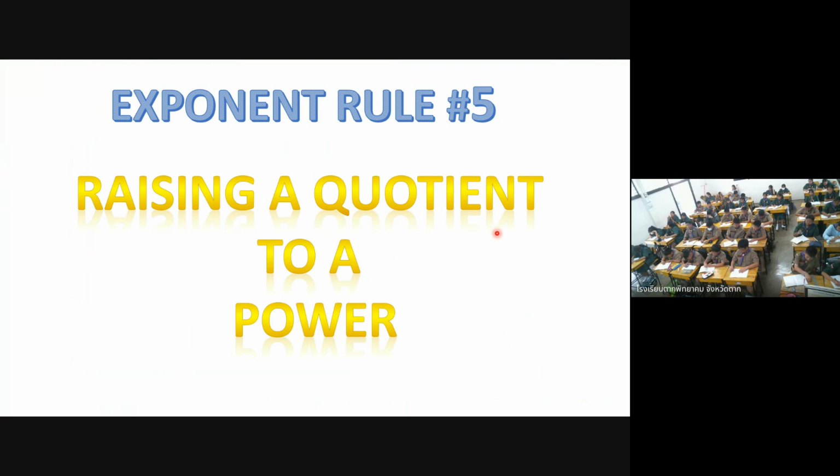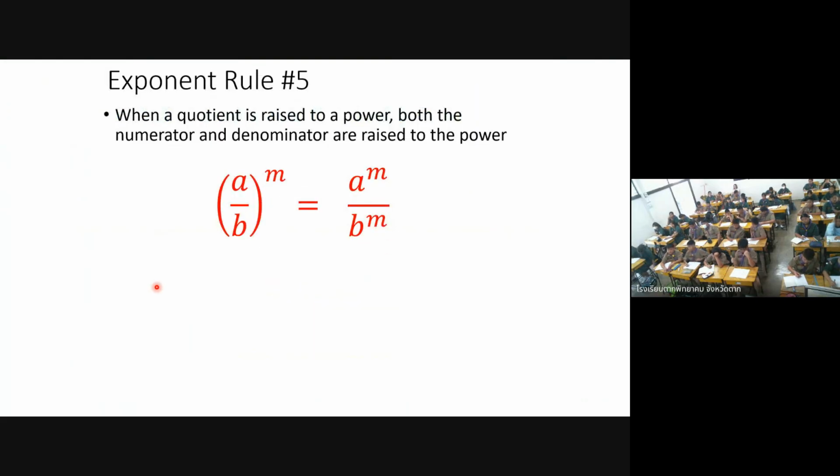Now, the last one, the last topic. Raising a quotient to a power. Okay, in raising a quotient to a power, this will be the rule. Remember, the set is a quotient. So if you have A over B, all to the power of M, this is equal to A to the power of M over B to the power of M.